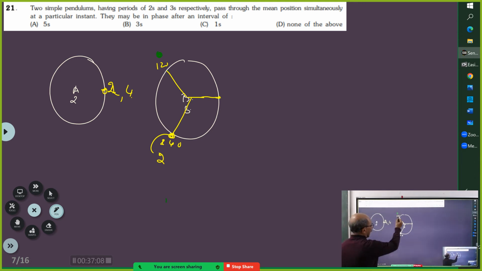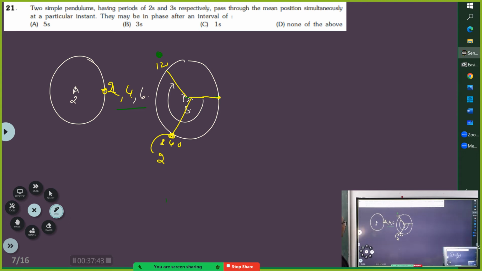And then that lag was 120 degrees before. Now the lag is 240. Correct? Because this has completed 2 revolutions. Now it completes 3 revolutions, and the lag would now be 360 degrees. Okay? So after 6 seconds, both of them will be in phase. So they will be in phase after an interval of 1 hour.